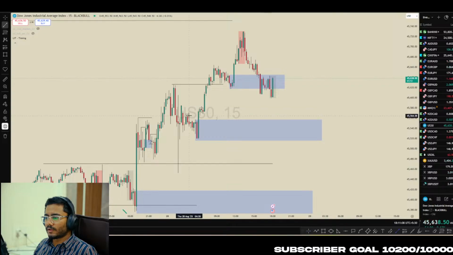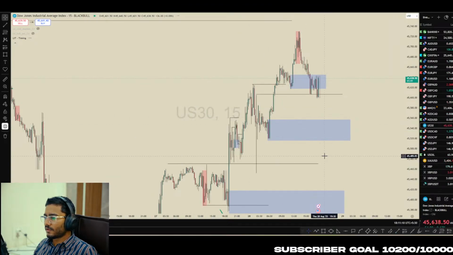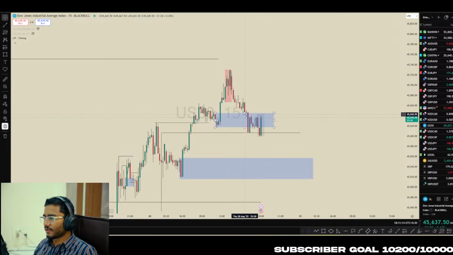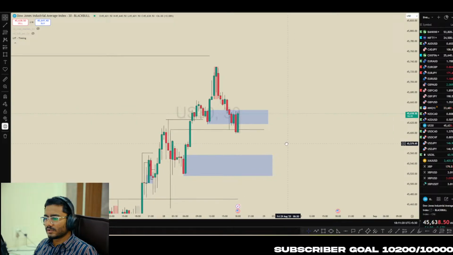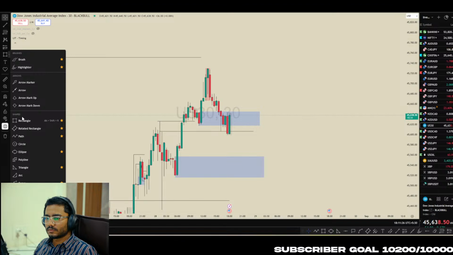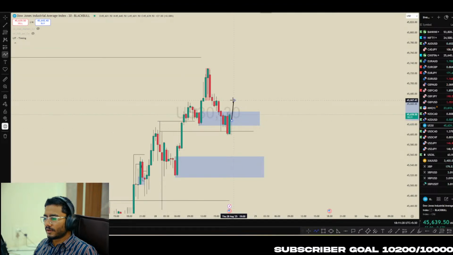So if you look at this, this is the wick which took out the previous liquidity. So price has tapped this, and we can expect price to move to the upside from this. So if you want to look for buys on US30, you can look for buys from here. It can tap, look for retest, and it will continue the upside.